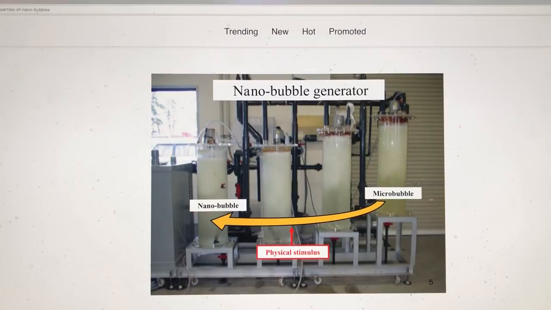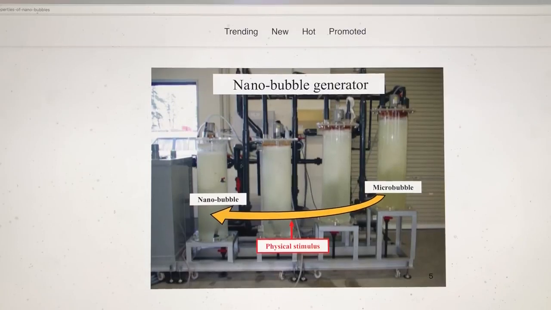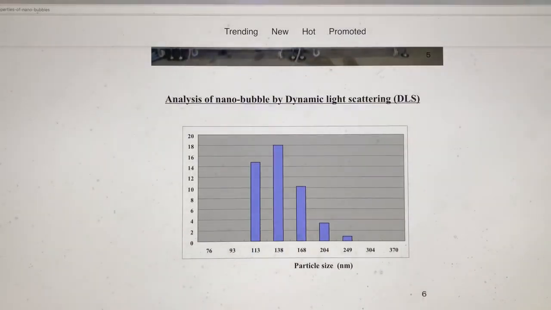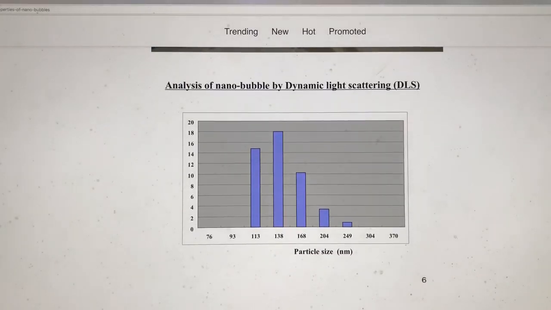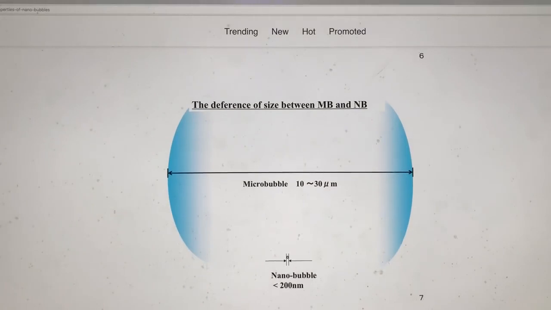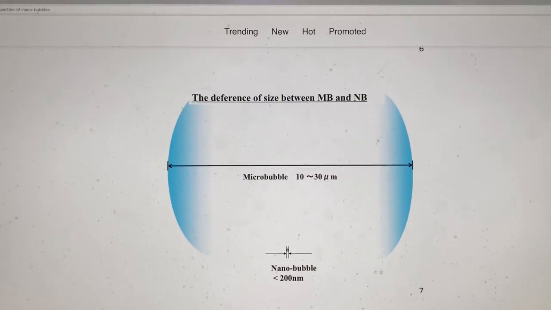Example of their generator. Which can also use the Venturi effect. Relative size difference between a microbubble and a nanobubble. Note that much of the same gases are still in that tiny bubble, but they've been compressed.